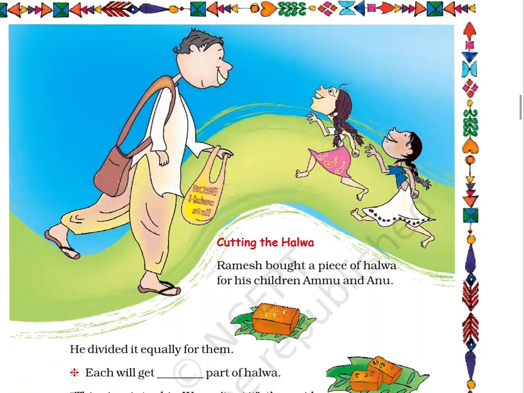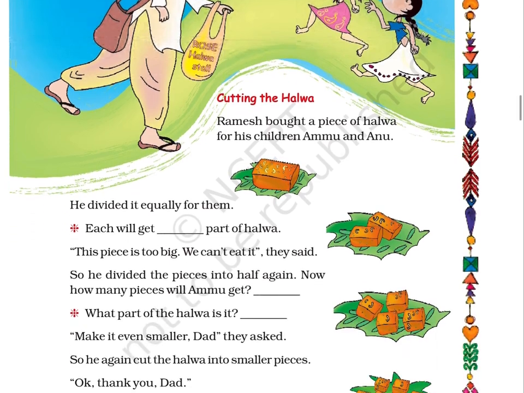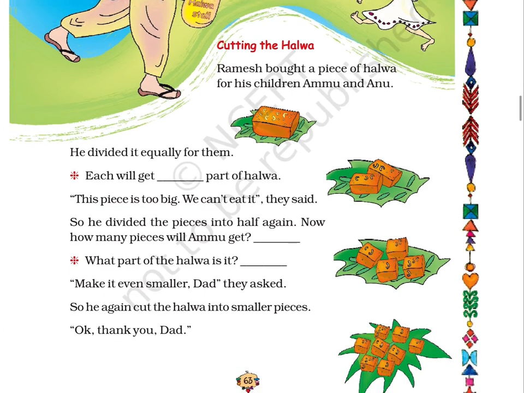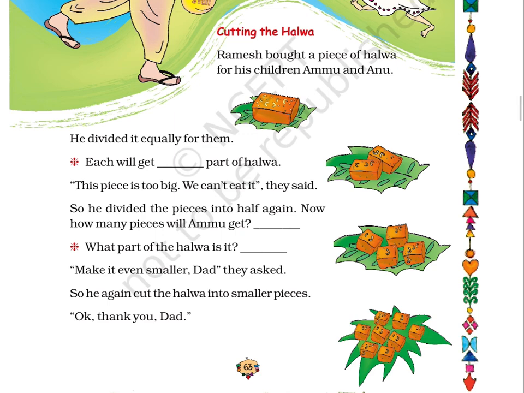Page 63. Cutting the halwa. On top of the page we see the picture of a man who has brought some halwa for his 2 kids, Ammu and Anu, the 2 girls who seem very happy. Ramesh bought a piece of halwa for his children, Ammu and Anu. He divided it equally for them. Each will get dash part of halwa.